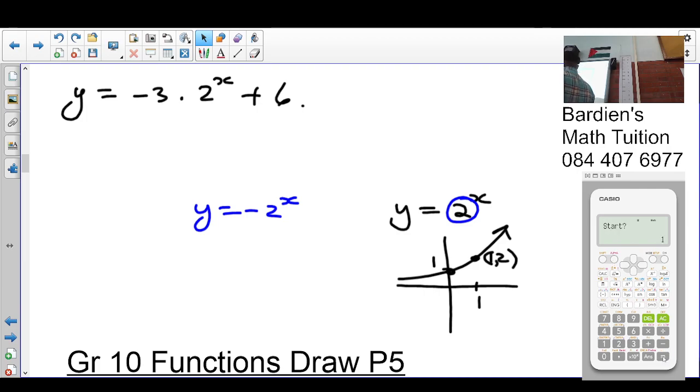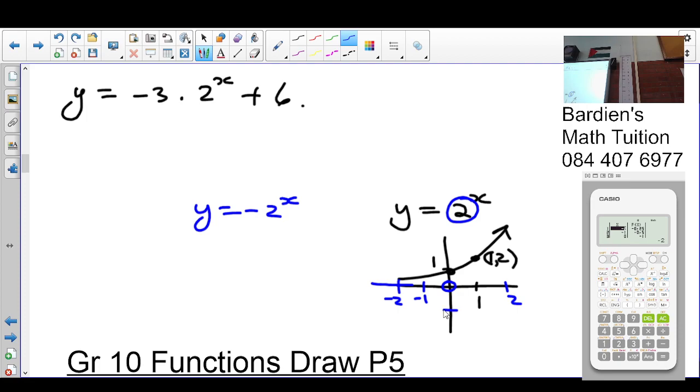Right now, g of x, you're going to start at negative 2, and we're going to end at 2, and we're going to go in steps of 1. So you see what happens if I go with this graph here: negative 2, negative 1, 0, 1 and 2. If I substitute negative 2, I get negative a quarter, negative half when it's negative 1, 0 is negative 1, 1 is negative 2, and 2 is negative 4.